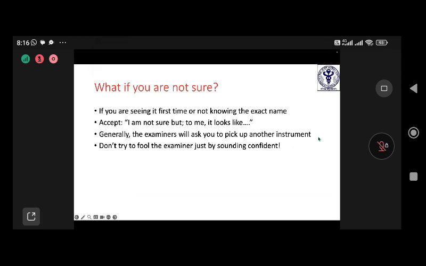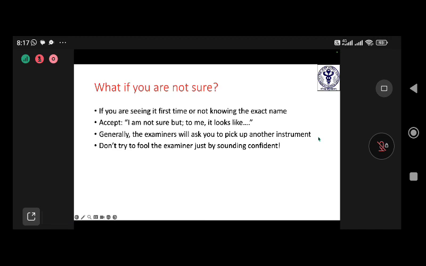If you have not seen the instrument earlier in your life or do not know the exact name, just be polite and accept it. I am not sure about it, but if you can describe it, describe it in a generic fashion. And to me, it looks like this and this. You may be right or wrong, but then accept it. If you are not comfortable, examiners are gracious and generous enough to allow you to pick another instrument. Take advantage of that and pick up another one.